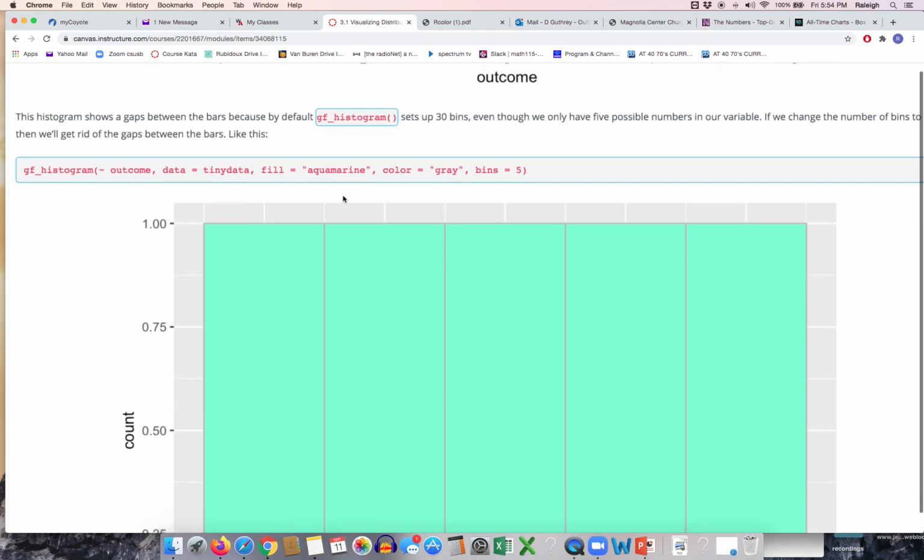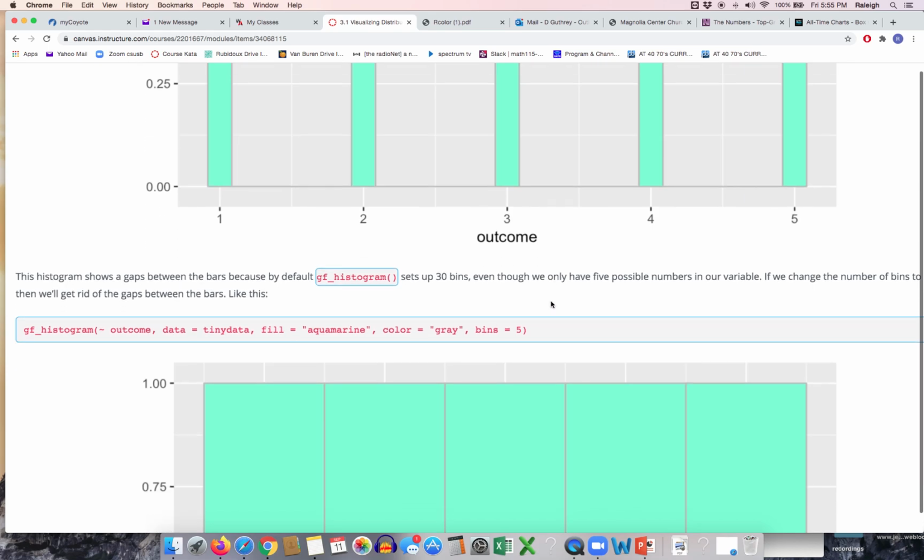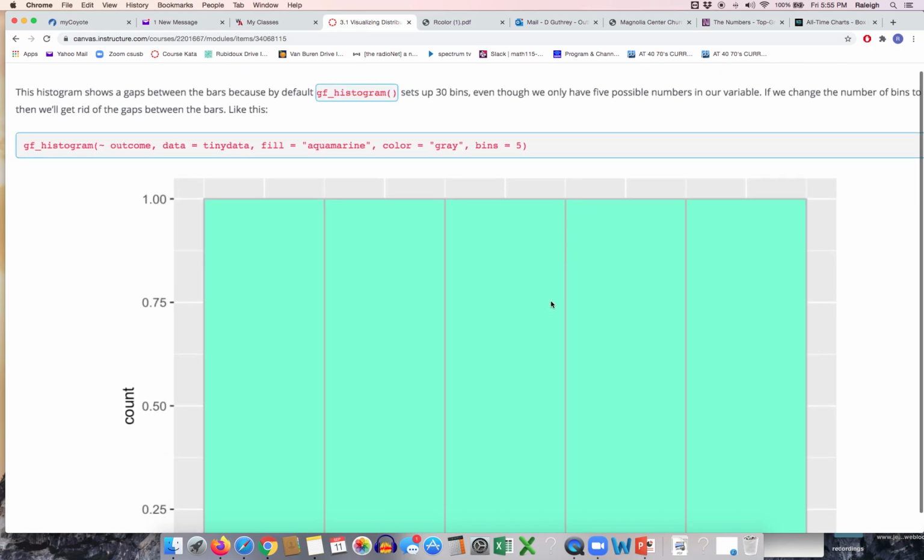So this histogram shows gaps between the bars, because by default, this sets up 30 bins. Ooh, 30 bins. That's too many. So we had all these spaces. We only could fill in 5 out of the 30. Sometimes 30 is a perfect number, so I guess that's why they picked it. But in this case, it wasn't.